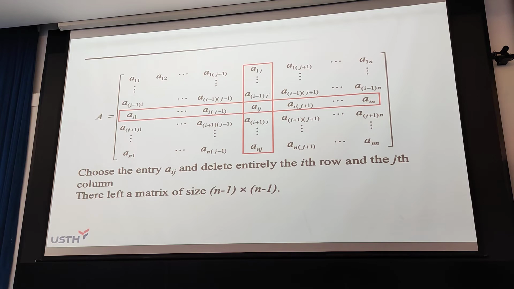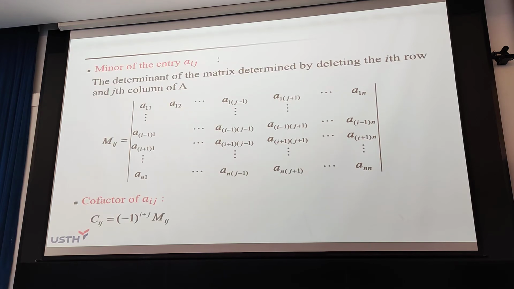We do the same thing for the columns, meaning we delete the whole j-th column, that is the column containing a_ij. And after deleting the i-th row and j-th column, we are left with a smaller matrix, that is a matrix of size n minus 1 by n minus 1. And that smaller matrix we already know the determinant of. That determinant will be denoted by M_ij, and we call it the minor of entry a_ij.